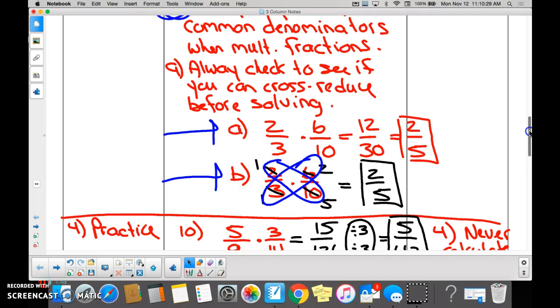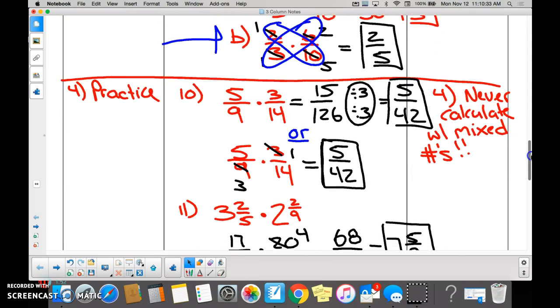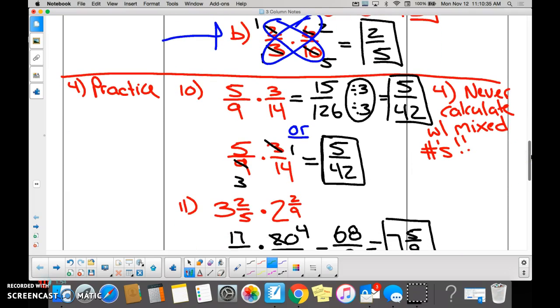And then in our practice, number 10 was a great example of what happens when you cross-reduce down here. Much more simple than if you don't cross-reduce. Up here, you're dealing with big numerators and denominators.